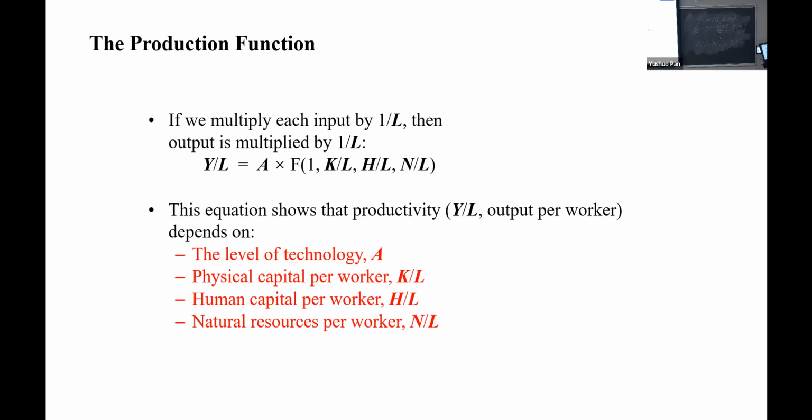This equation shows that productivity, Y over L, output per worker, depends on the level of technology, physical capital per worker, human capital per worker, and the natural resources per worker. Again, the level of technology, A here, is the most important one. That will influence the productivity amount. And all the others will increase the productivity as well.